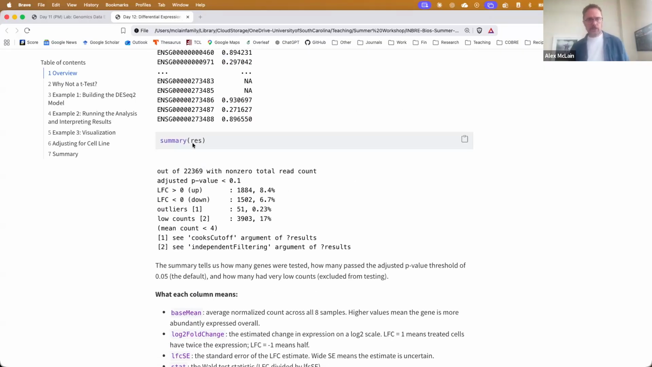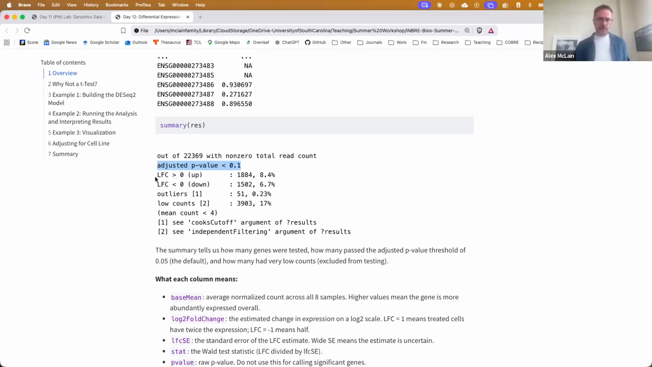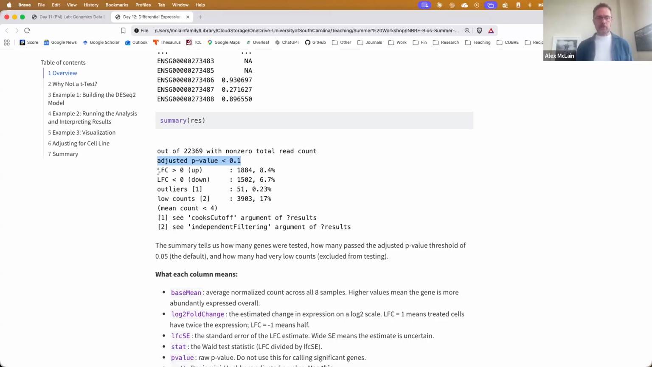When we do the summary of the results, it says out of the 22,369 with non-zero total read, if we look at those that have an adjusted p-value less than 0.1, commonly we'll use 0.05, but here it uses 0.1, we see how many of those have a log2 fold change that is positive. So 1,884, about 8.4% of the genes we look at, the treated has a higher expression level than the untreated.